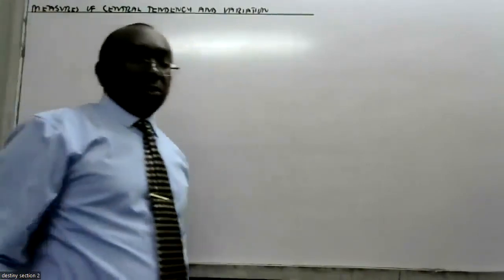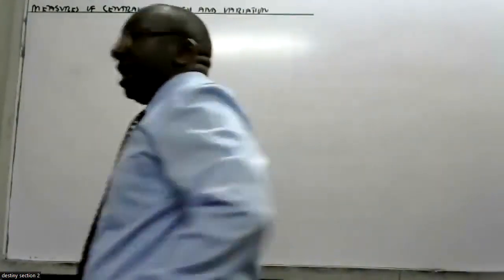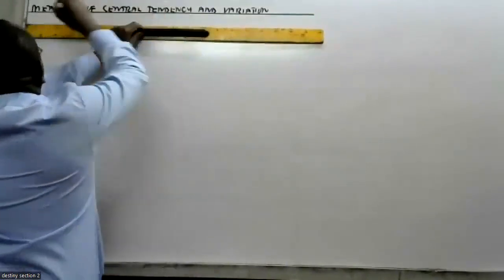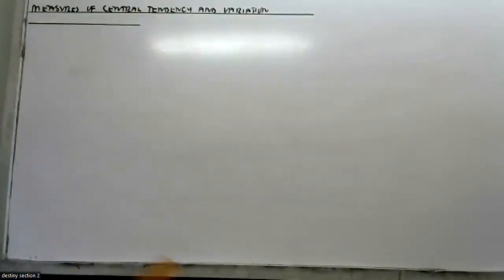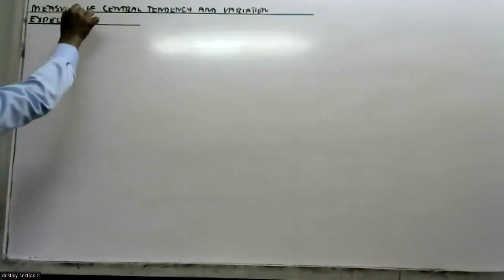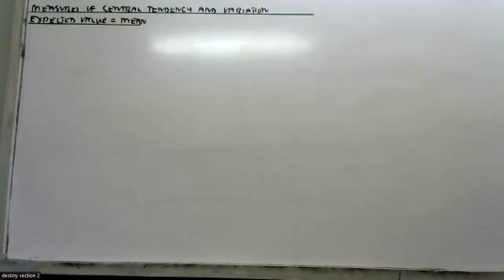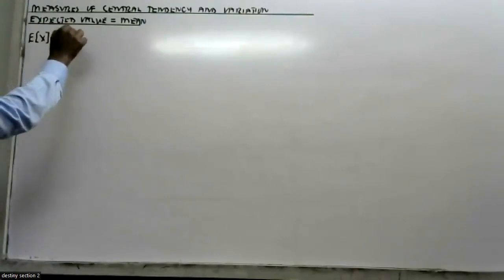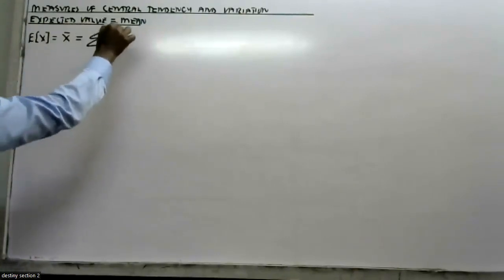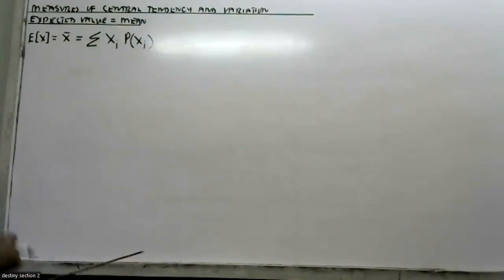So these are things that we came across when we discussed descriptive statistics. But then we did not have the probabilities. So when we have probabilities, we talk of something called expected value. And when you see expected value, it is the other word for the mean or the average. So the formula is given as the expected value of x, which we are saying is our x bar. It is given as the sum of xi multiplied by the probability of xi.